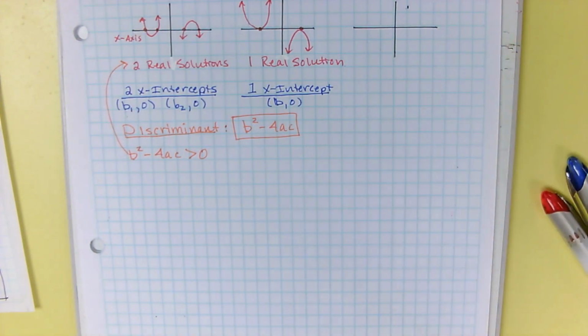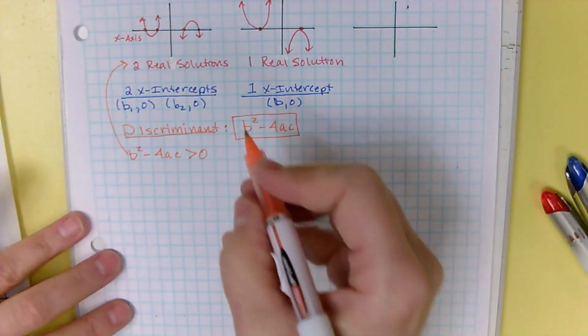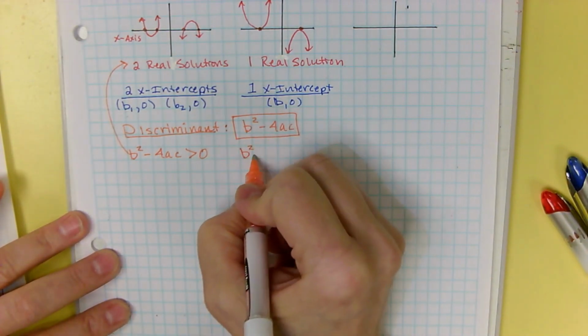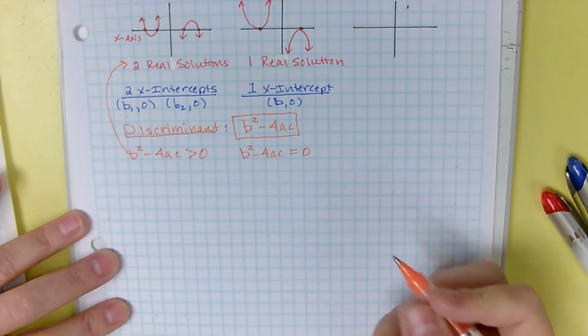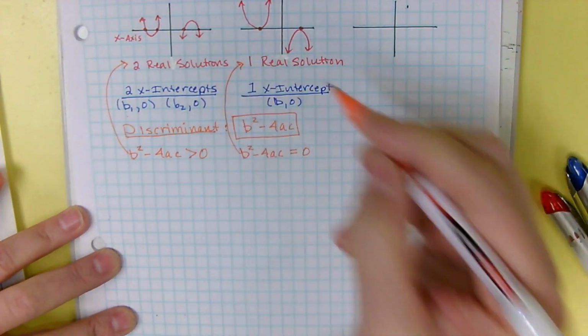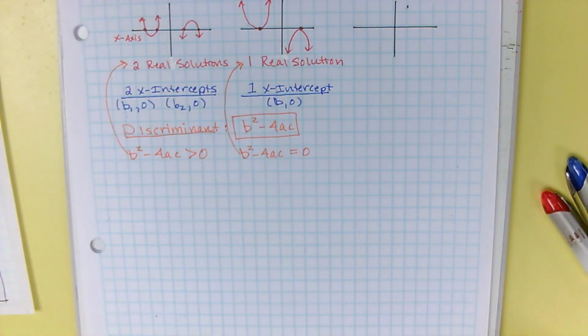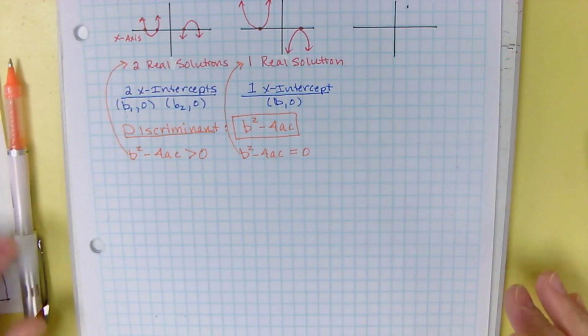You can verify this with the discriminant. If b squared minus 4ac equals 0, then you have one real solution. And you can do that before you actually do the entire quadratic equation, just to make sure you know what you've got.